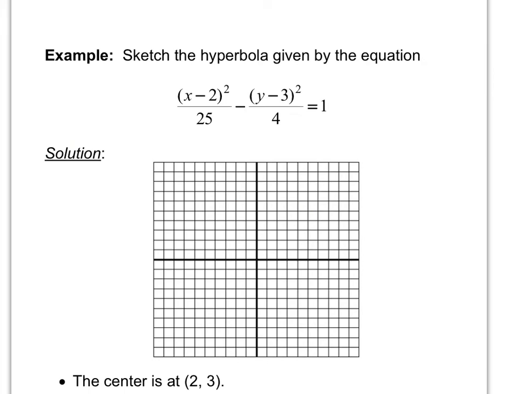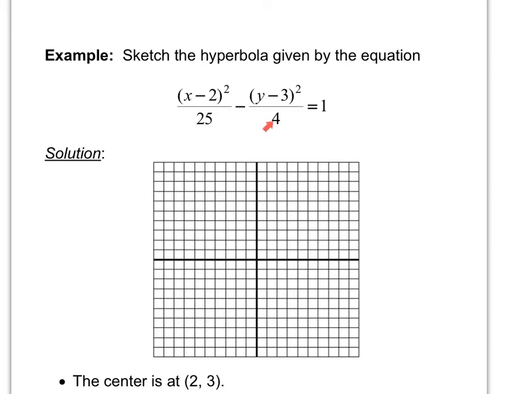We're going to graph this equation. It's a hyperbola. I know that because of this minus sign. So here are the steps that you go through to do that. Notice that under the x, I've got a 25. That means in the x direction, which is right and left, I'm going to go 5 units. And under the y, I've got a 4, which tells me that in the up and down direction, or the y direction, I'm going to go up 2 and down 2.